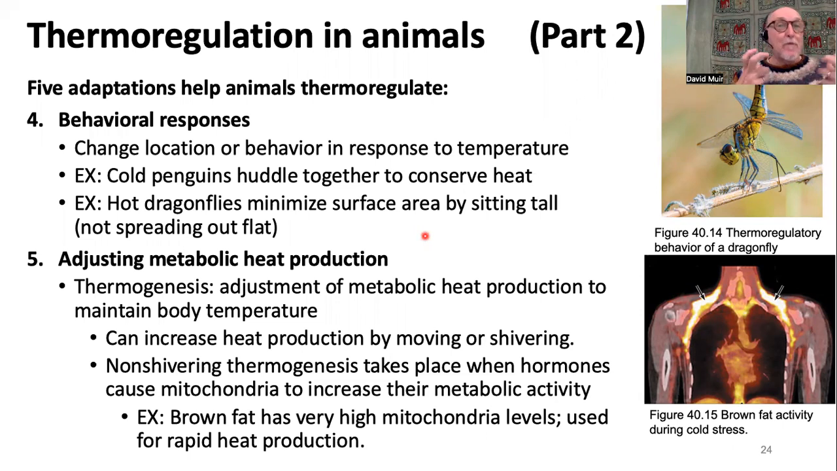When we get cold, we begin to shiver. Our muscles move without producing useful movement, but they raise their metabolic rate and they generate heat. And that heat is conserved inside the body. Often that shivering is sufficient to raise the body temperature to the normal homeostatic level, in our case, 37 degrees Celsius.